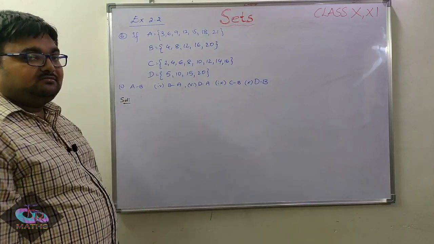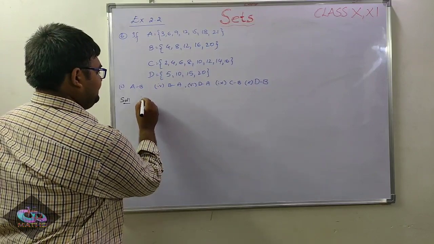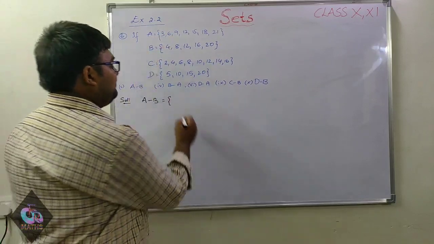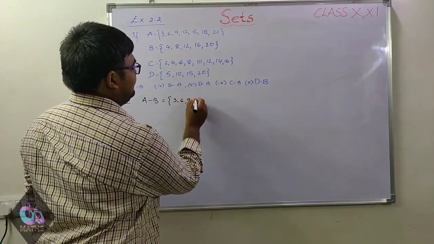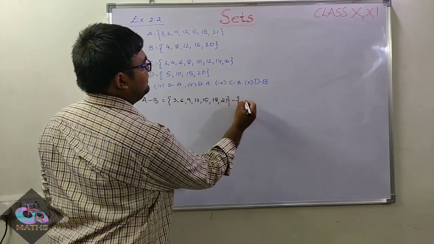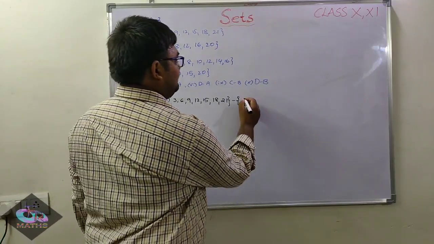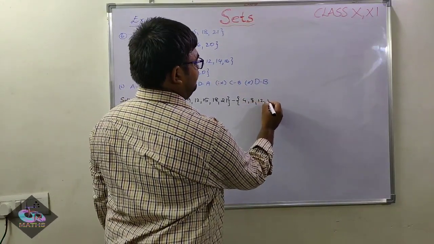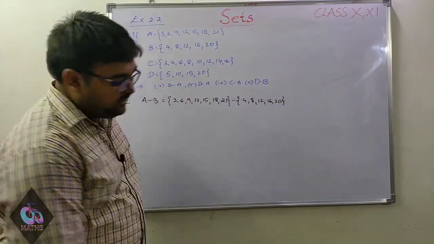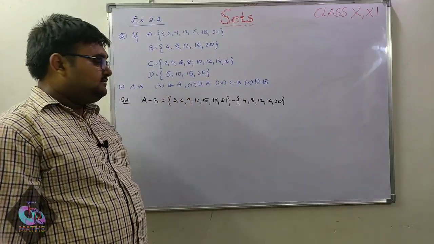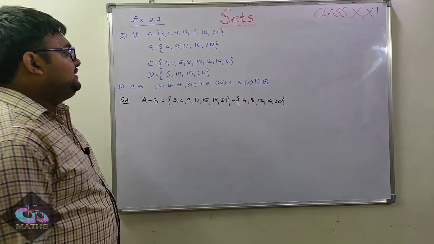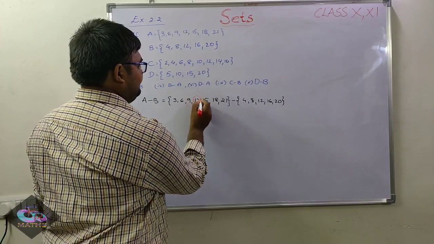Coming to the first question. The first question is A minus B. A minus B is nothing but set A minus set B. So what is set A here? 3, 6, 9, 12, 15, 18 and 21 minus what is set B here? 4, 8, 12, 16, 20. So here what you can do is simply round up the common elements in both the sets. So what are the common elements in these two sets? The common element is 12, right?